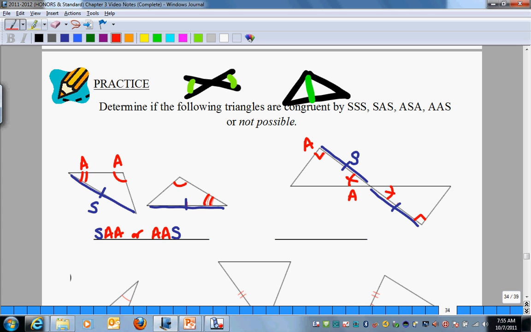So you need to go in and mark them and put an A. Now look very carefully. This side right here is sandwiched between 2 angles. So technically, we have what's going on here called a hamburger, 2 distinct angles. So this would be angle, side, angle.